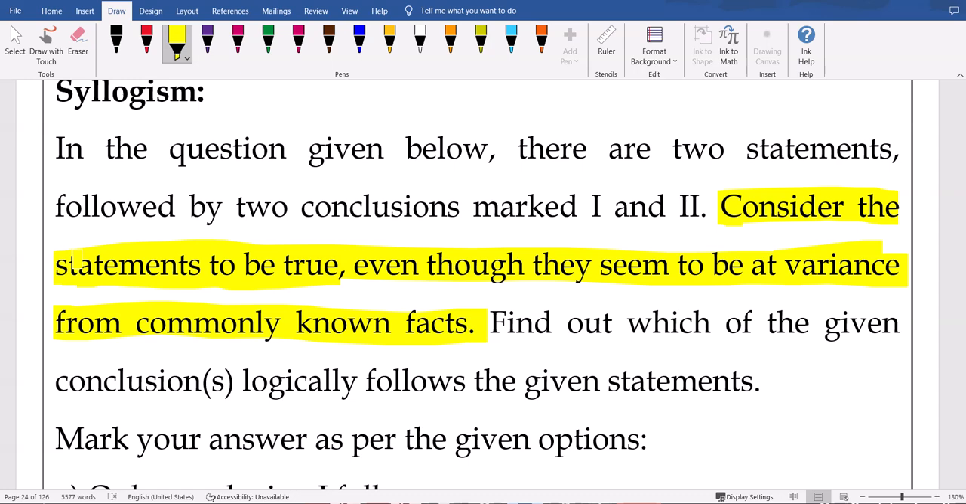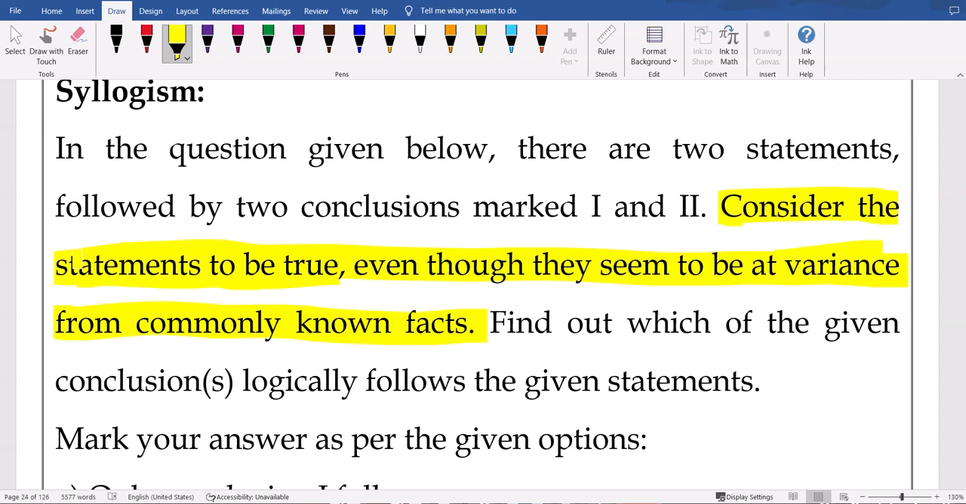They will say in question all horses are birds. Horses are not birds, we know that fact, but whatever the statement given, you should consider as true, even though it varies from the common facts.